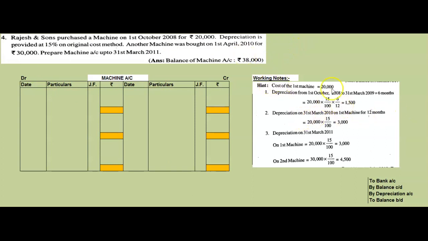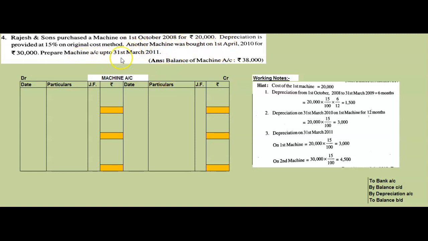Now here I gave a working notes, which is given as a hint below the problem in the textbook. We'll see how depreciation is provided, so that while listening to the class it will be easy for you to understand how we have taken depreciation. So we'll start the problem. Whenever we do a problem on depreciation, we have to see what is the date of purchase. Depreciation should be provided from the date of purchase to the year end.